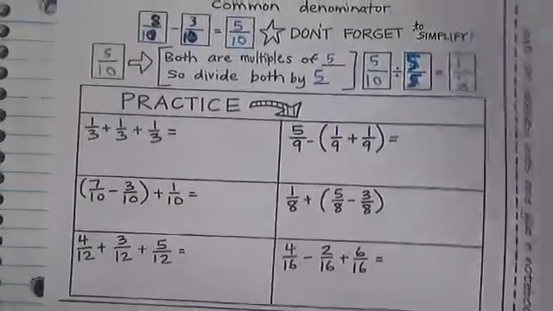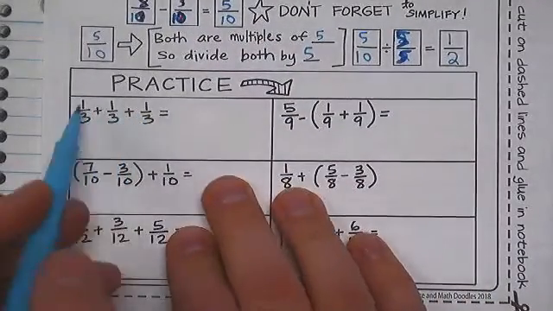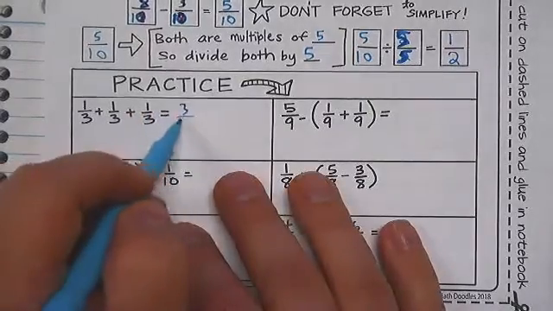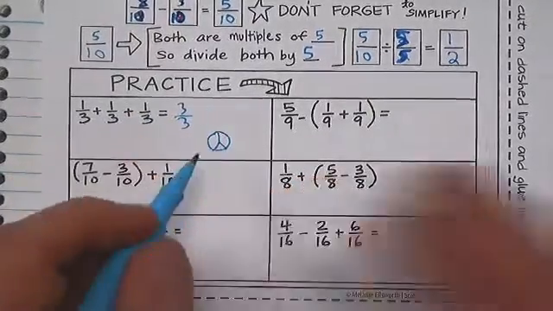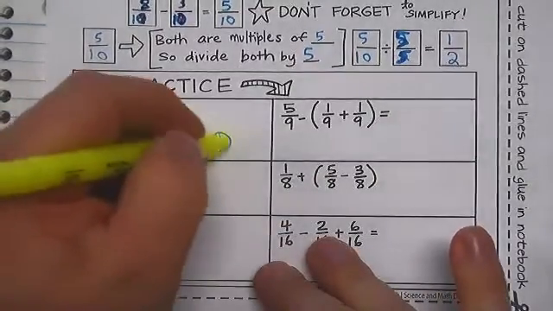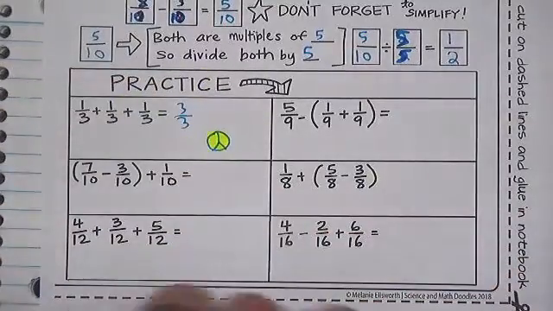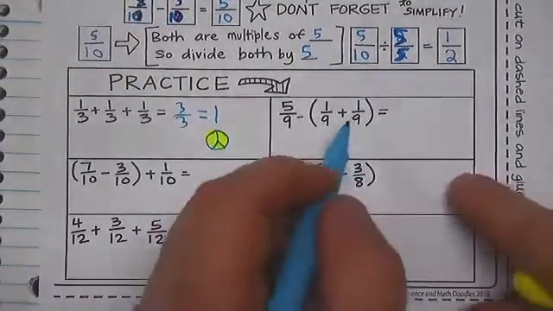All right, so we can practice this. Okay, so 1/3 plus 1/3 plus 1/3. Well, 1/3 plus another third is 2/3, plus one more third is 3/3. And 3/3, let's think about it like this: if I have 3 thirds, 1, 2, 3, 3/3 is the same thing as 1. So it's also 1.